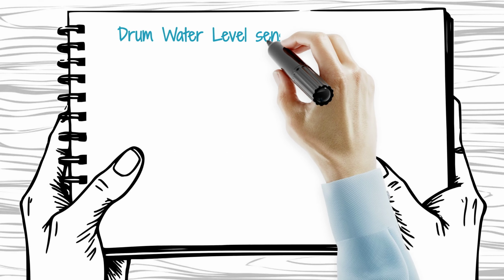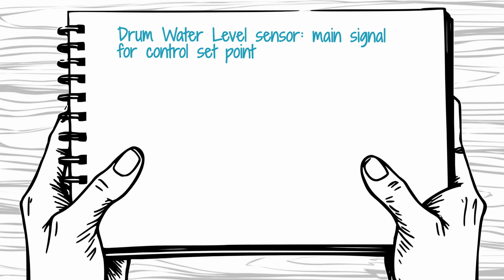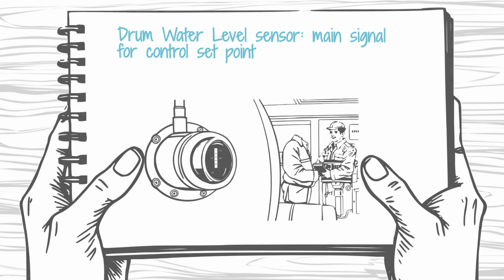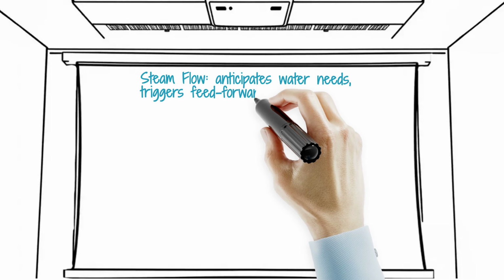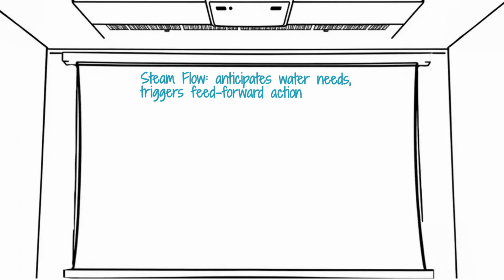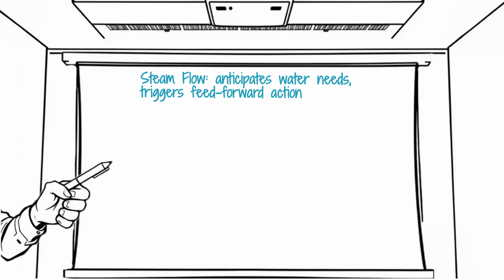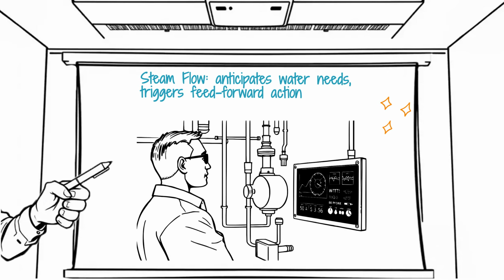The primary signal comes from the drum water level sensor. This is the main measurement that dictates the final set point. The secondary, crucial signal is the steam flow measurement. When the boiler's steam flow suddenly increases, the system anticipates the need for more water and immediately opens the feedwater valve slightly. This feed-forward action compensates for the swell effect instantly, ensuring the valve opens before the level measurement has even had a chance to react and distort due to pressure changes.